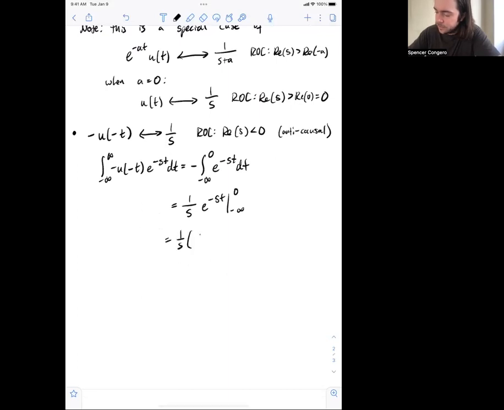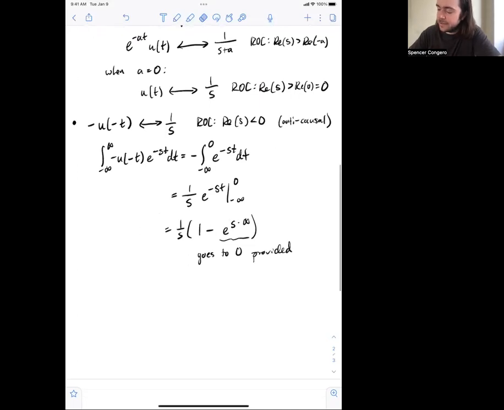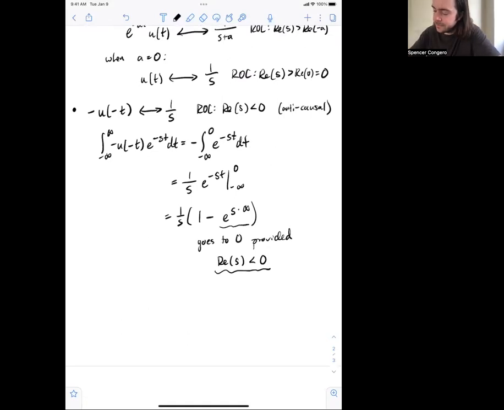This is just 1 over s times 1 minus e to the, when I plug in negative infinity for t, that negative cancels, so I'm going to get s times infinity. And again, this goes to 0 provided we need the real part of that thing multiplying the infinity, or the t really, in the limit, to be negative. So we need the real part of s to be negative. That means that term goes to 0, in which case I get just 1 over s for my Laplace transform, and I need that condition to conclude that.